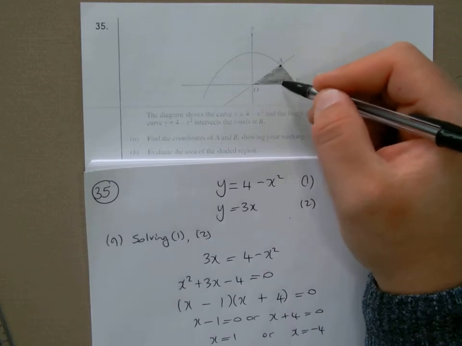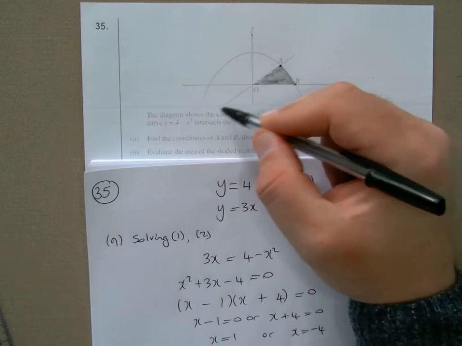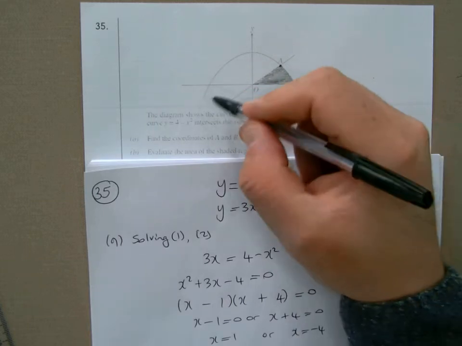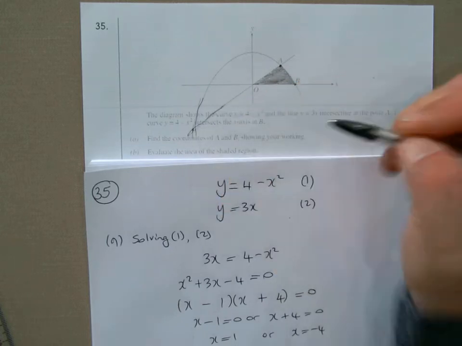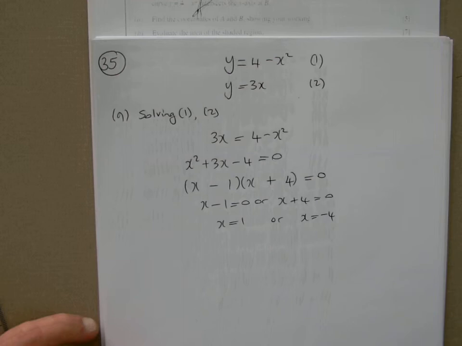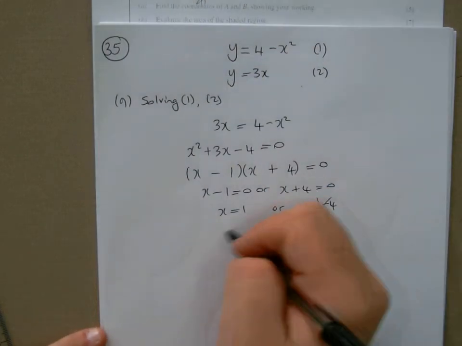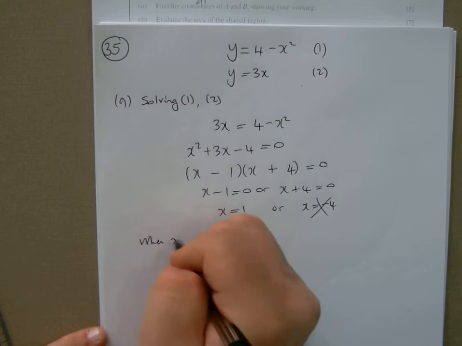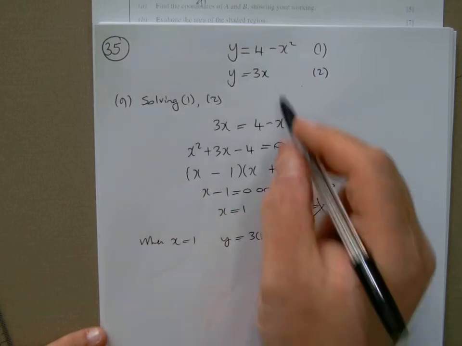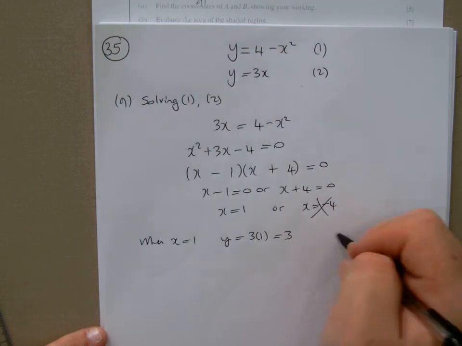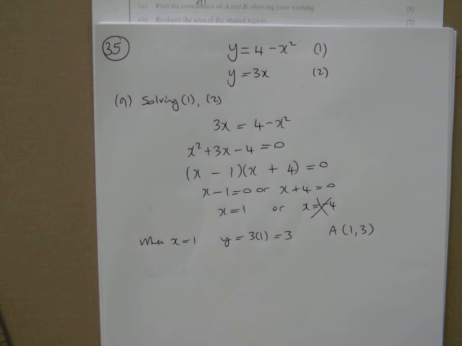The negative 4 is over here somewhere, isn't it? Because if you think about it, that line will cut the curve again, won't it? If that curve continues down, that line will cut it again at some point down here. We're not interested in that though. So this is the value we want, okay? So not that one, this one here. So when x is equal to 1, then y will equal 3 times 1, which is 3. I just subbed it into equation 2. So A, therefore, is (1, 3). That's the point there.